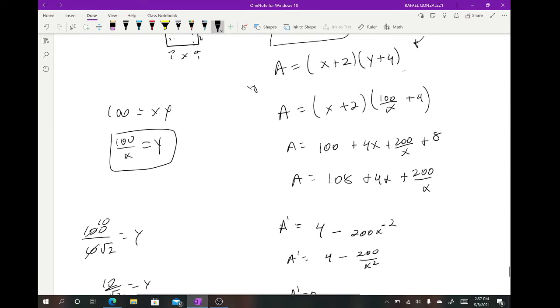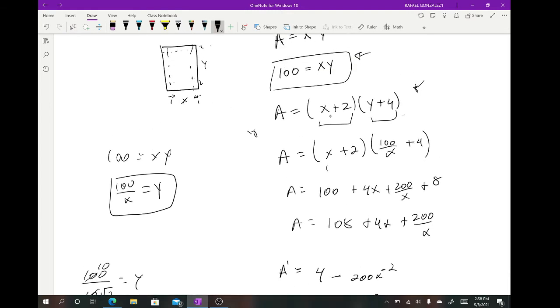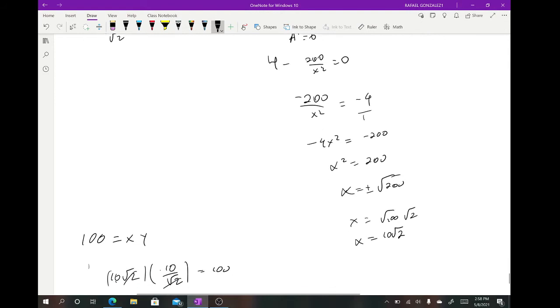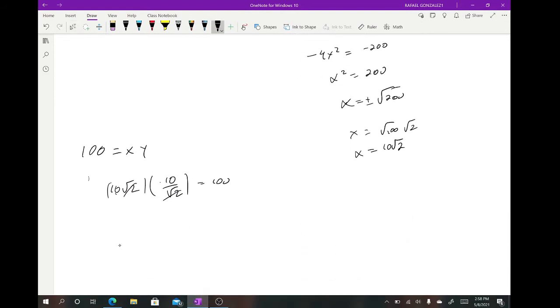Now, to actually find the dimensions, all you have to do is substitute up here, because remember, the length is given by x plus 2, and the height is given by y plus 4. So you just have to substitute in. x again was 10 radical 2, so we have 10 radical 2 plus 2 as the bottom dimension, and the top dimension is going to be 10 over radical 2 plus 4.